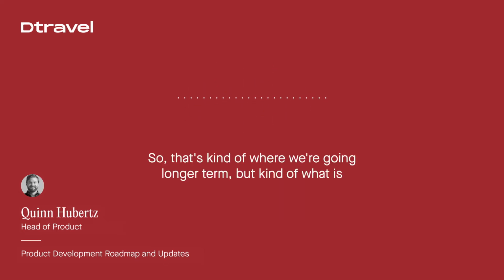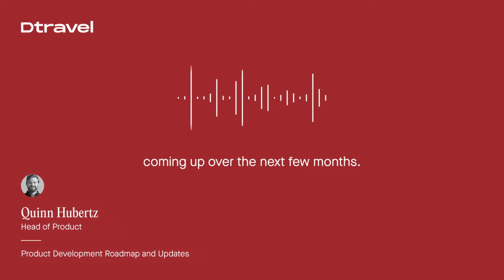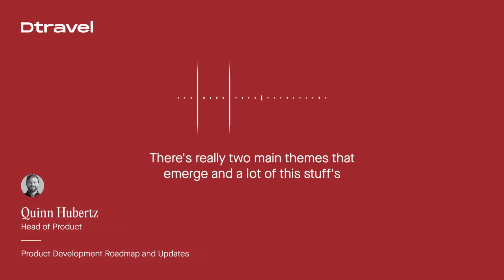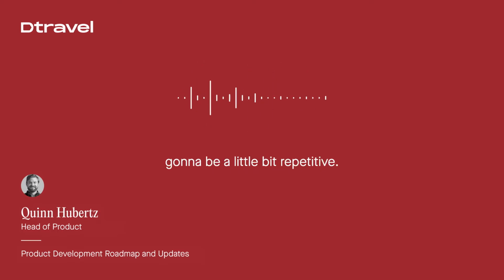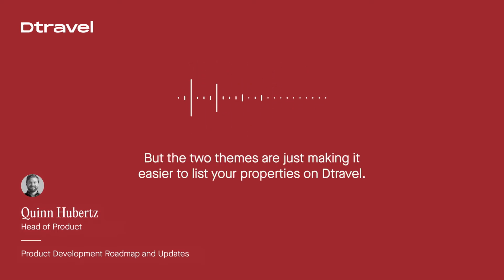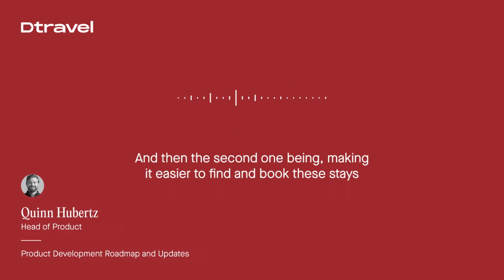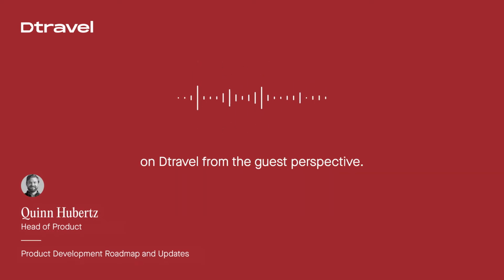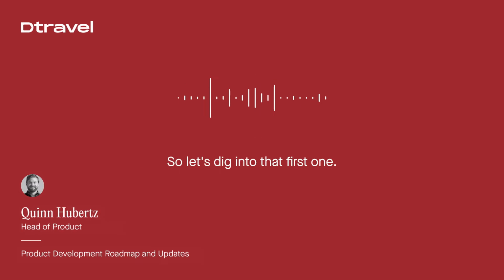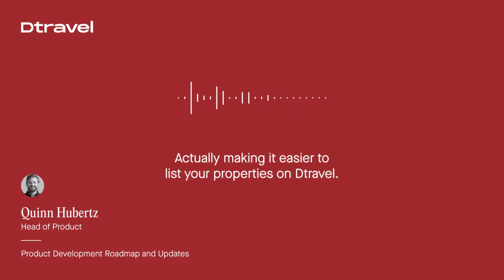So that's where we're going longer term, but what is coming up over the next few months? There are really two main themes that emerge, and a lot of this is going to be a little repetitive. The two themes are making it easier to list your properties on Dtravel, and making it easier to find and book these stays on Dtravel from the guest perspective. So let's dig into that first one. What does that look like? Actually making it easier to list your properties on Dtravel.